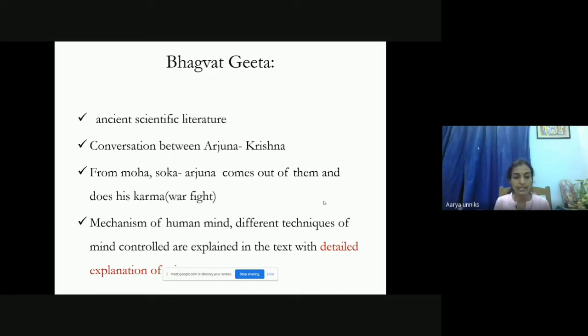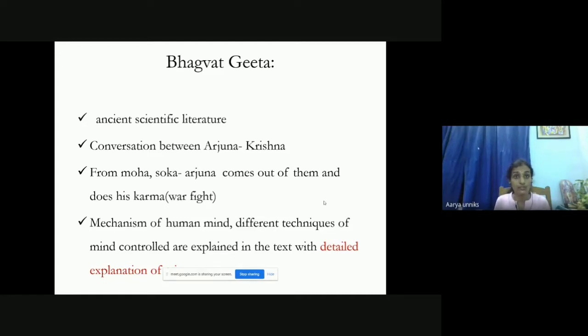So in that condition, Arjuna went into a moha and shoka kind of situation. He was fully in a confused state as to what to do. And then Krishna comes and gives him certain advices, which helps him overcome the confusion, and he comes out of his moha to a sattvic state. And this is the storyline.